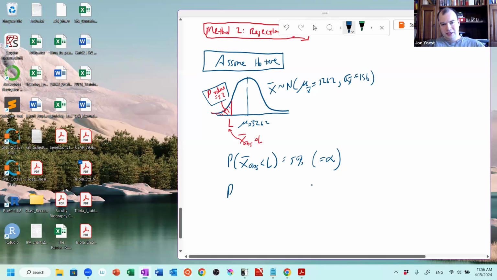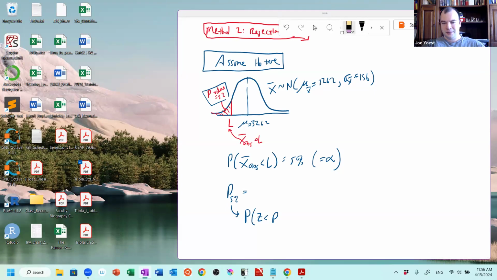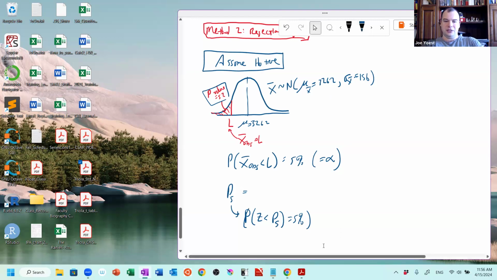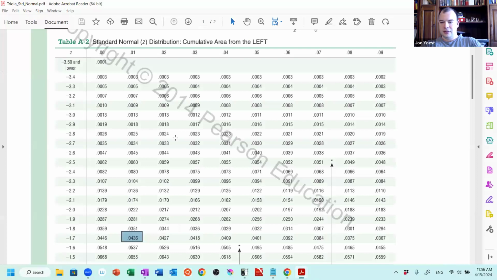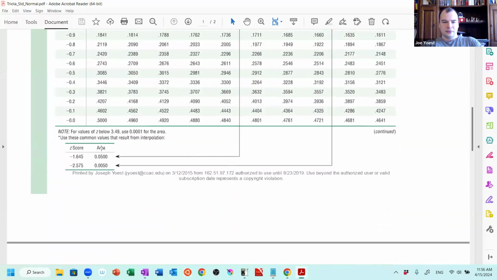But here I know that P5, not P5%, is the right notation. Probability Z less than P5 equals 5%, the fifth percentile of the Z distribution. What is that? The 5th percentile of the Z distribution is negative 1.645.